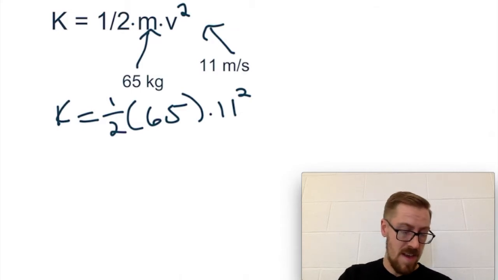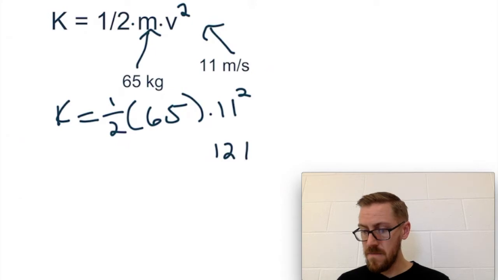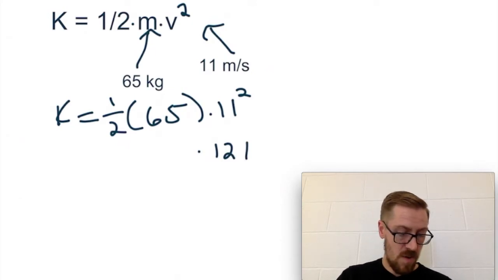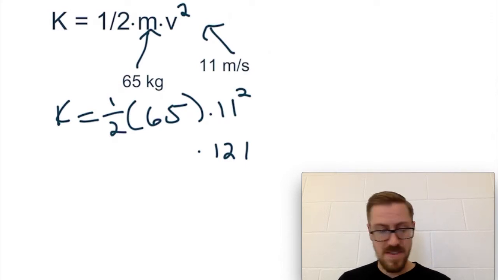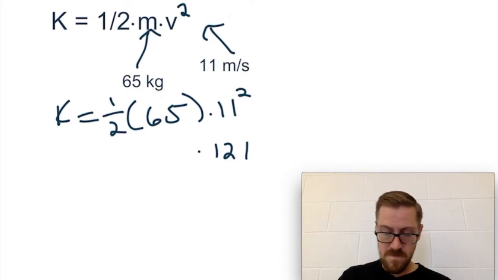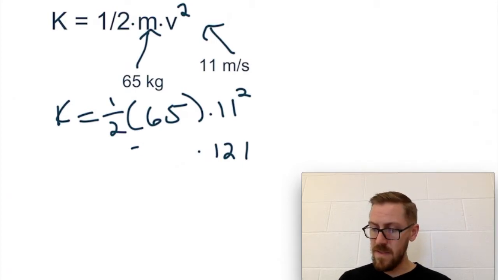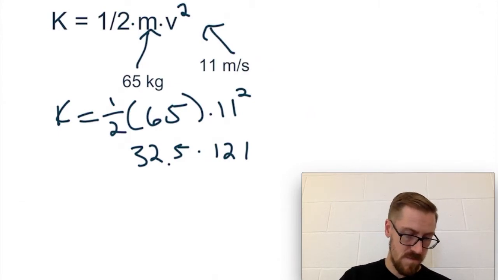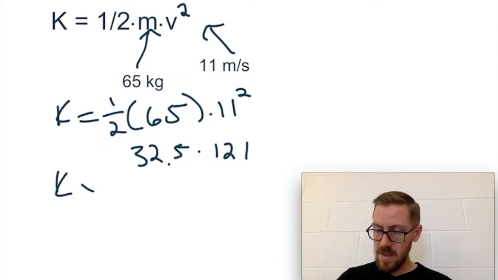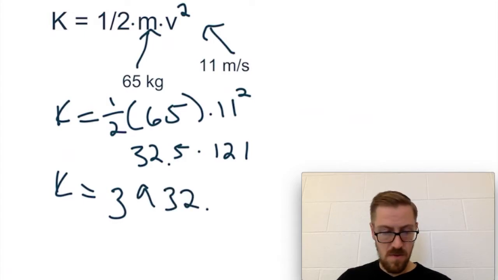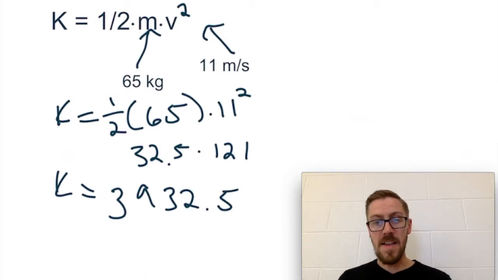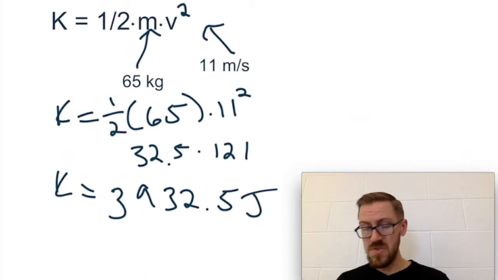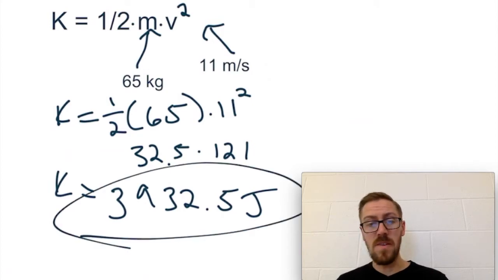You maybe want to start with 11 squared, which is 121, and then take 0.5 or 1/2 times 65, so we're resolving some terms. We get 32.5. So if we do 32.5 times 121, we get K equals 3932.5. And the last thing we need is a unit. The unit is joules. So here's our answer, 3,932.5 joules.